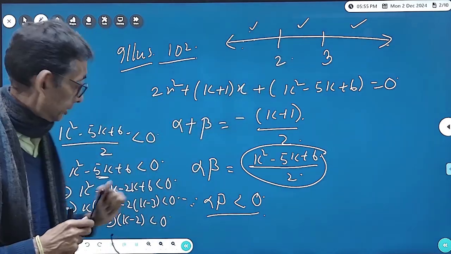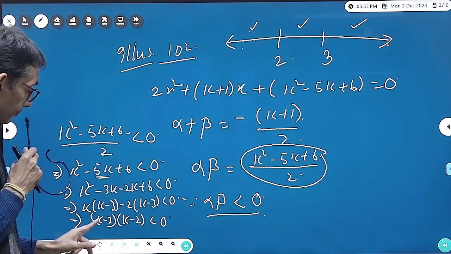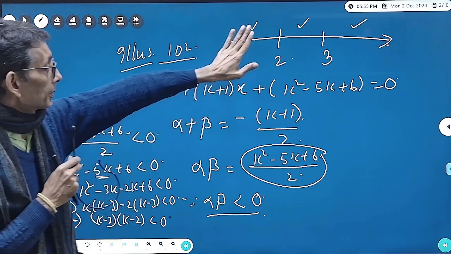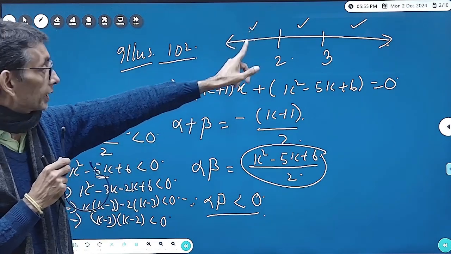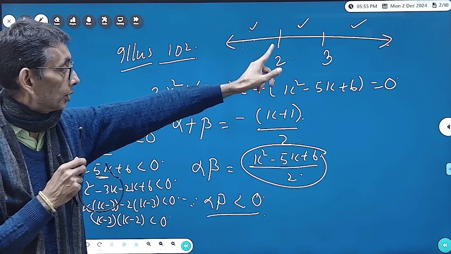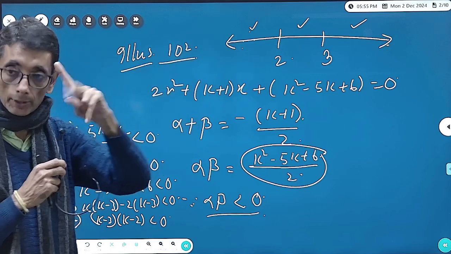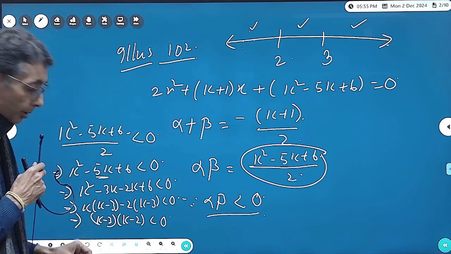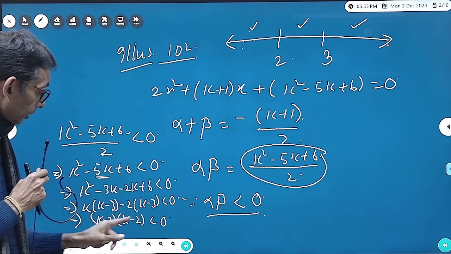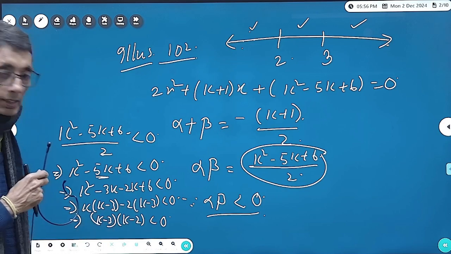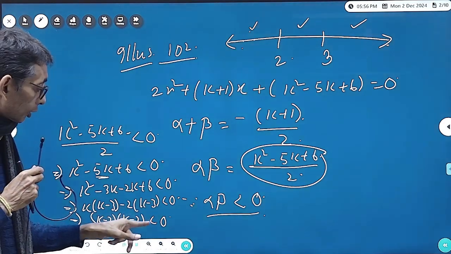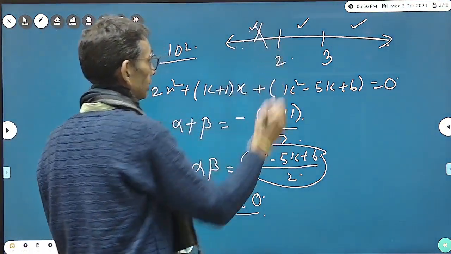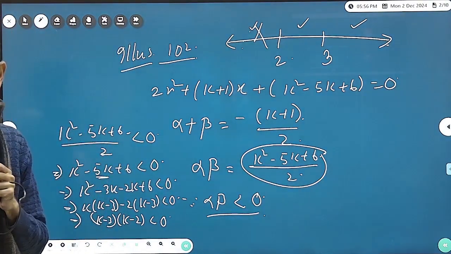So let us check. The k value should be less than 2. Take 1. If I substitute 1, 1 minus 3 is minus 2, and 1 minus 2 is minus 1. So minus minus plus. So a plus sign cannot be less than 0. So the answer cannot lie there.